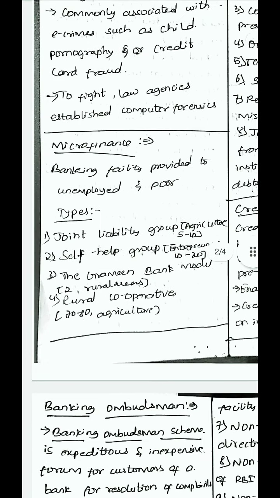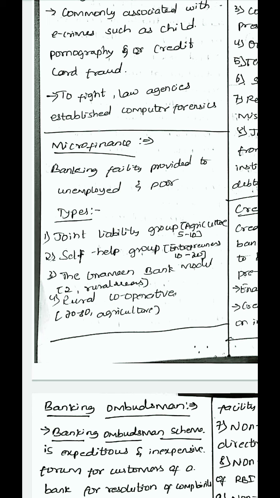The next concept is microfinance, or lending money to the poor. Microfinance is the banking facility provided to the unemployed and poor. Types: the first is the joint liability group. Five to ten members of a group can apply for this loan, and it is only for agricultural loans.